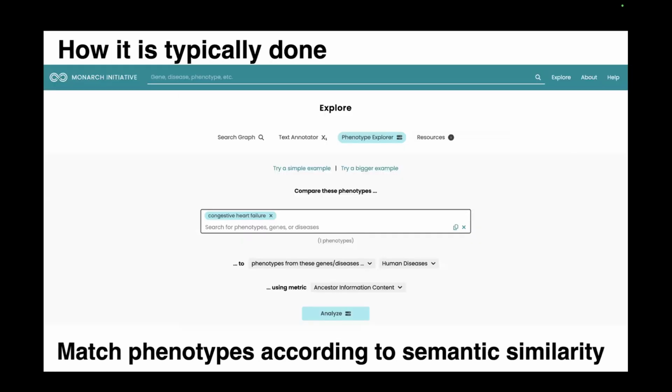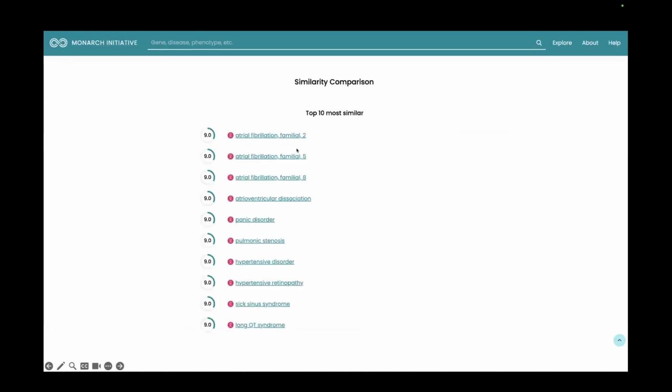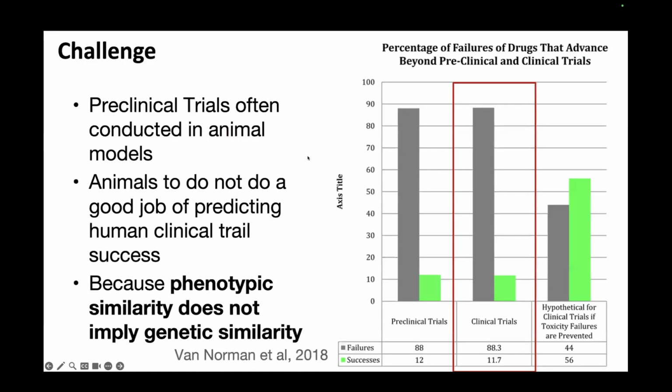And this is very different from the way mouse and human phenotypes are typically matched, which is based on semantic similarity. So this is the Monarch Initiative, which is heavily in Translator. Now, Translator would do it this way: you're often matching phenotypes based on how similar they look. But one of the issues that mouse geneticists, I understand, get from grant review panels, and also one of the reasons a lot of animal models fail to translate to humans, is that phenotypic similarity does not always imply genetic similarity.